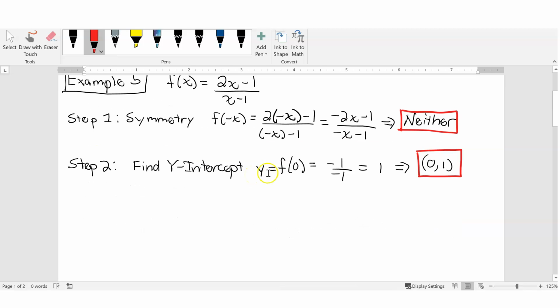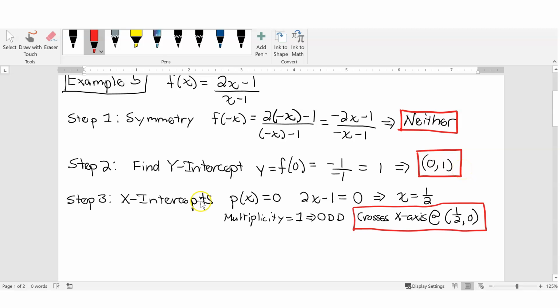In step 2, we find the y-intercept. Just as we did with our other functions, we just substitute x equals 0 into the equation. And when we do that, we'll get minus 1 divided by minus 1, which is plus 1. And again, I'll write that as (0, 1) in coordinate point form. In step 3, we find the x-intercepts. So we set the numerator expression p of x equal to 0. Setting 2x minus 1 equal to 0, we'll find that x equals 1/2.